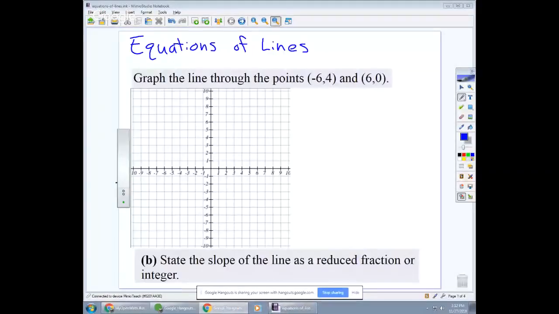Let's take a look at some equations of lines. So here I have 2 points, and I'm going to plot them and find the line in between them. So let's see. -6 for x, 4 for y. So 1, 2, 3, 4. So here's 1 point. And 6 for x, 0 for y. So here's the other point. So I want the line between those.